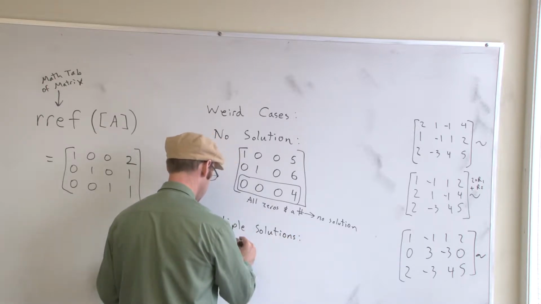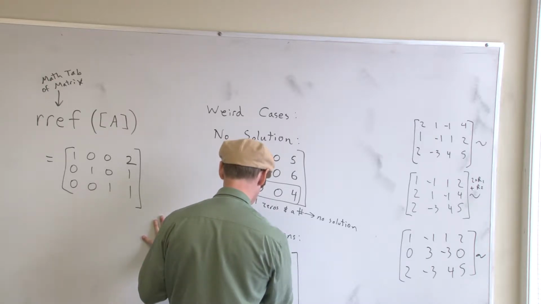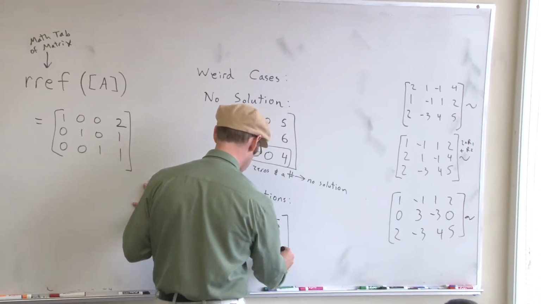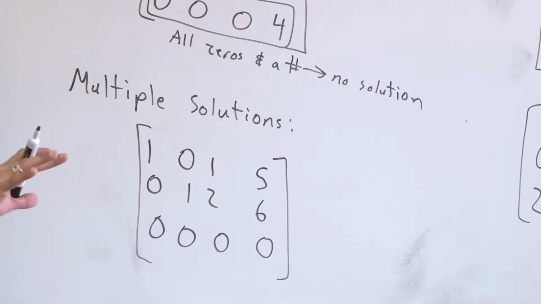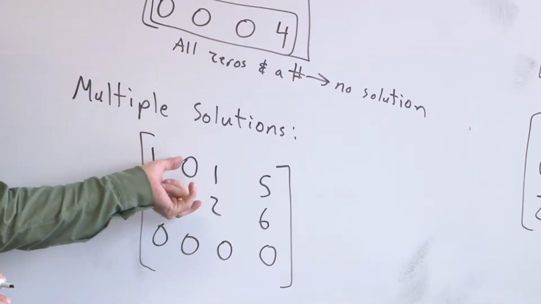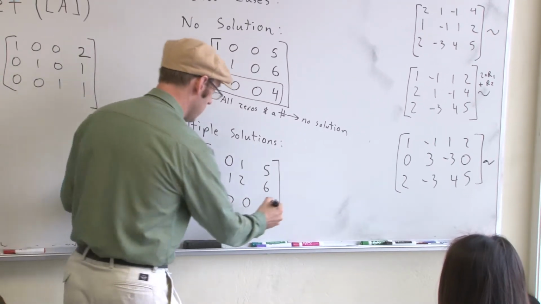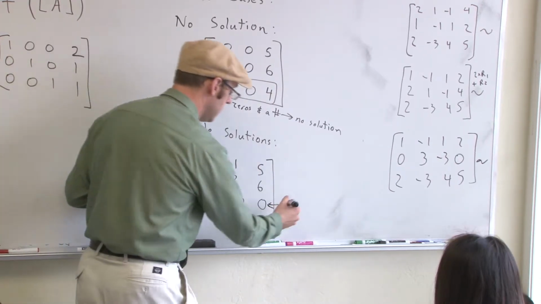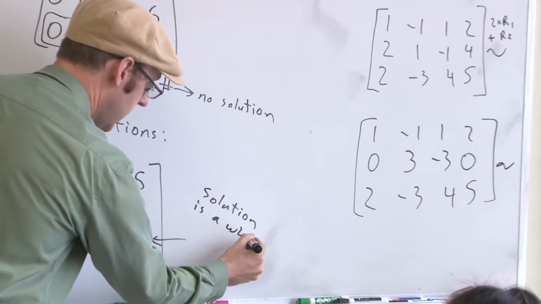Multiple solutions is whenever you have a row of just zeros. So you might have 1, 0, 1, 5, 1, 2, 6. What this is telling you is that these three planes don't just meet in a point, they meet in a line. So there is actually an infinite number of solutions. So when I have this thing happening, all zeros and then numbers here, this is saying the solution is a whole line worth of points.